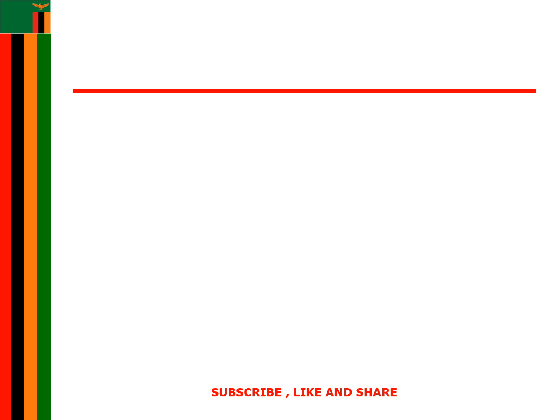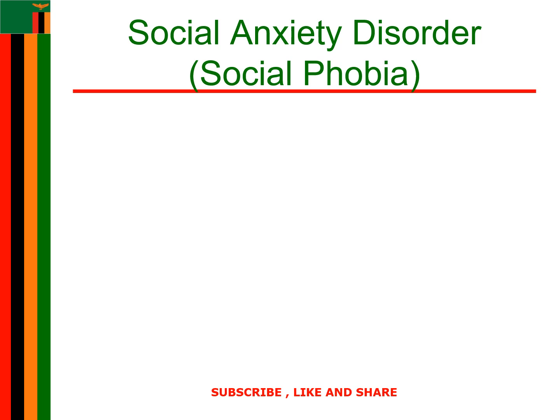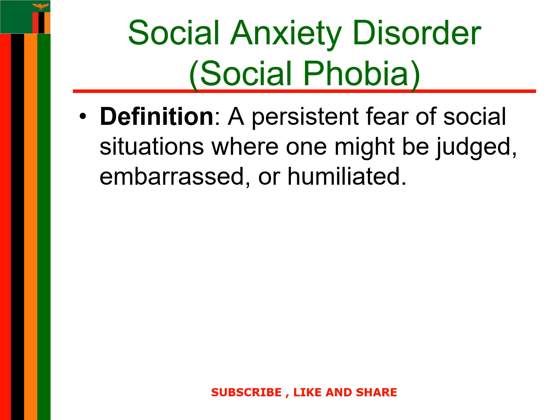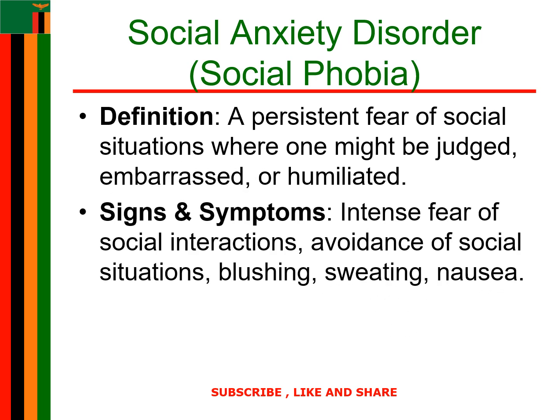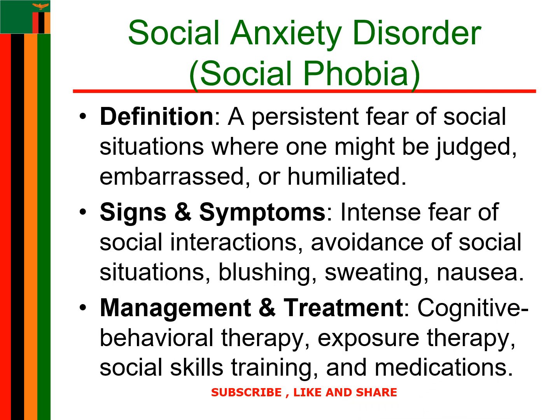Let's now look at social phobia or social anxiety disorder. So this is a persistent fear of social situations where one might be judged, embarrassed, or humiliated. The signs and symptoms include intense fear of social interactions, avoidance of social situations, blushing, sweating, nausea, and difficulty speaking. The management and treatment of social phobia includes cognitive behavioral therapy, exposure therapy, social skills training, and medications like the SSRIs, which are the selective serotonin reuptake inhibitors, or beta blockers.